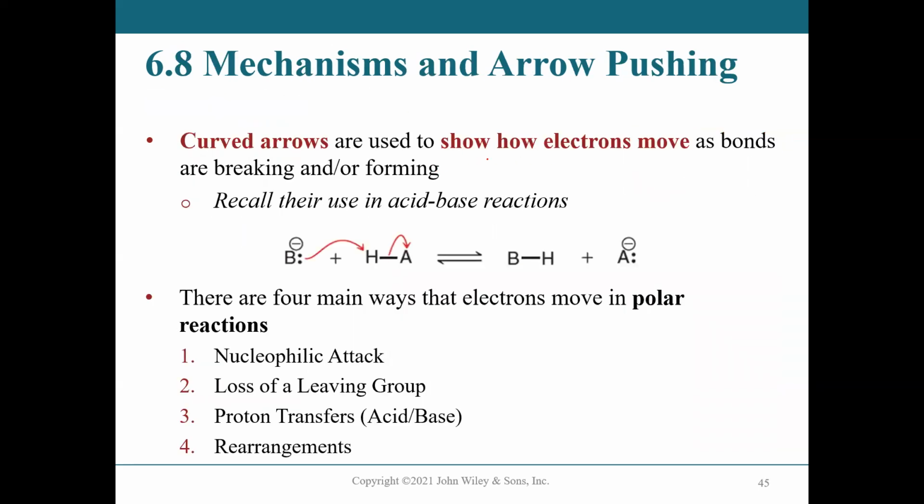So curved arrows are used to show how electrons move as bonds are breaking and forming. And we've been showing that to you. I've been demonstrating that to you. So here we have this nucleophile. It's going to take this proton right here. We have a bond formed and we have a bond broken. So we have a nucleophilic attack. We have a loss of a leaving group. Our leaving group is A in this case. We can have proton transfer, acid base, and we have rearrangements.